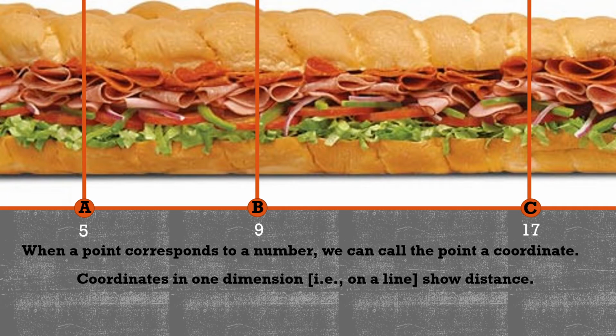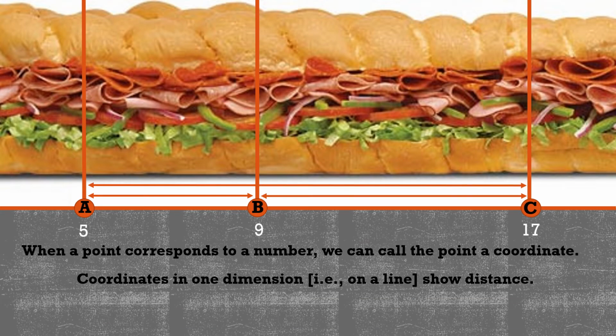Now we can talk about the distance from A to B. So if A is at 5 and B is at 9, we can use subtraction, 9 minus 5, to figure out that there's a distance of 4 in between these. Same goes for B and C. If we want to look at that distance, we can subtract 9 from 17 and find there's a distance of 8 in between them. We can also extend this thinking to multiple points. So we can look at A going all the way to C, and that is a distance from 5 to 17. So the difference would be 12.